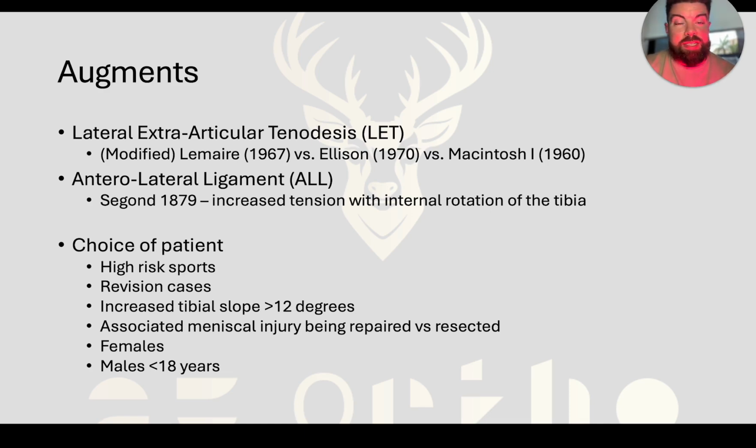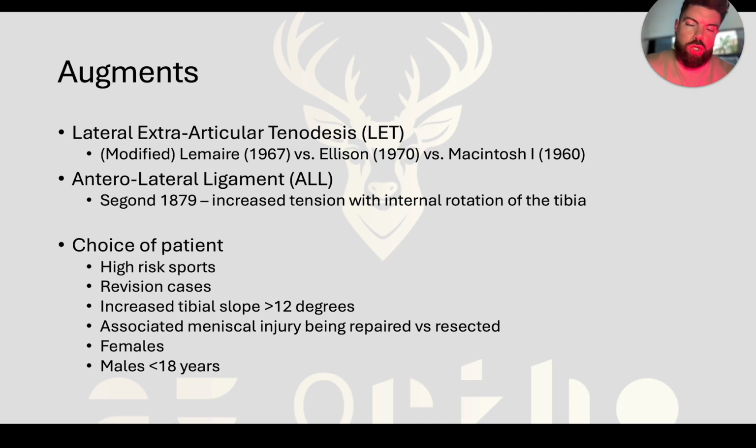The Ellison is the exact opposite. You leave it attached proximally, tunnel it under the LCL and attach it distally. And then again, the changes of this then are just augments of this. The anterolateral ligament we've already talked about with Segond in 1879, and again he found that there was an increased tension with internal rotation of the tibia, and he found a glistening structure at the anterolateral aspect of the tibia.